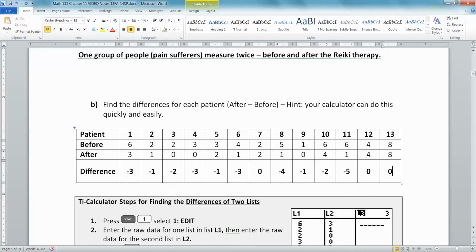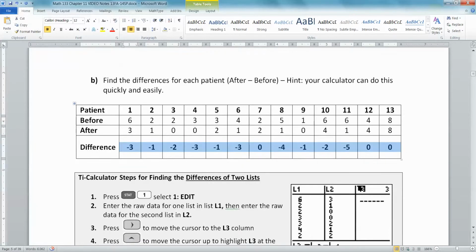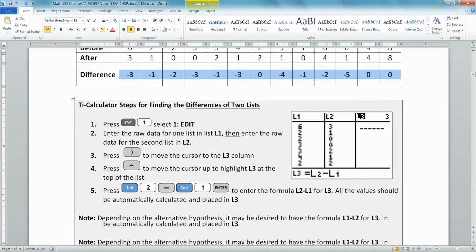And if you just look at this, most of this is negative, so that means we probably are showing some effect, but we're going to have to prove it using statistics.